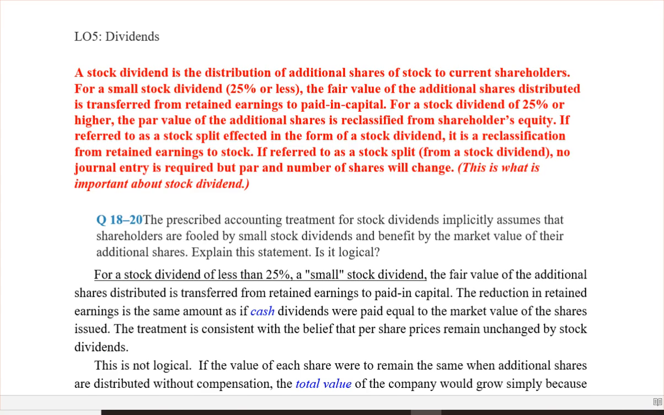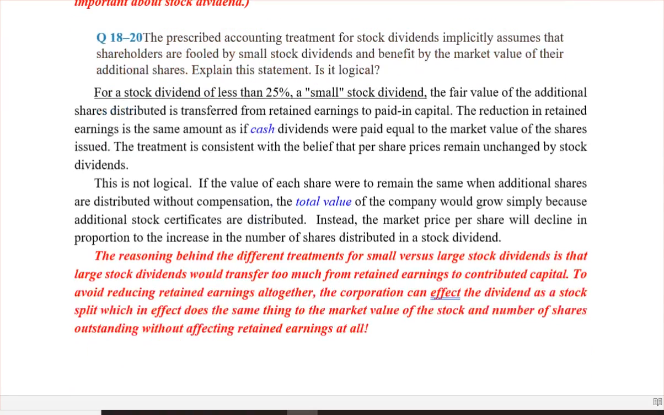It is not logical because if the value of each share were to remain the same when additional shares are distributed, the total value of the company would simply grow. And what we are saying here is that the value of the company is not going to be growing. Instead, what's going to be happening is the value of each individual share would change.